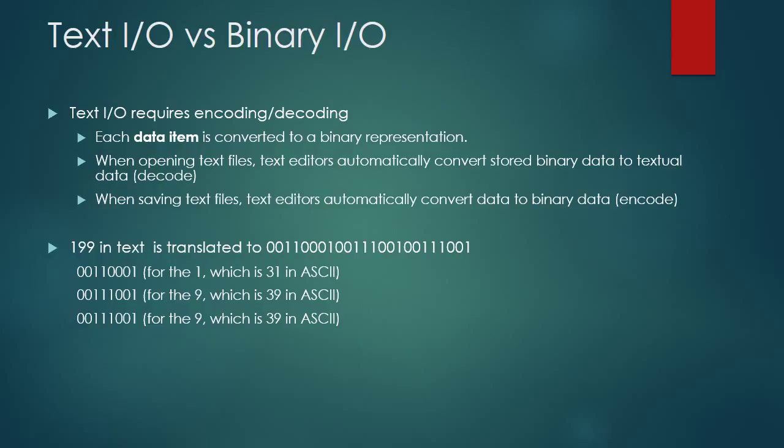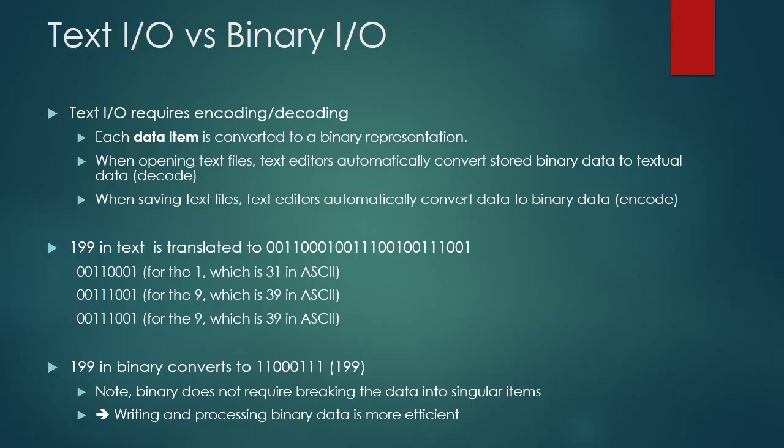So 199 in text, we translate to that long string. What happens is it has to take each item, separate it, and then make the conversion. So the first item is the 1. It converts to 1, which is 31 in ASCII, and it converts that 31 into that binary representation that you see on the screen. It does the same thing for the second 9, and then it does the same thing for that final 9. Now, if I was just doing binary data, it would just take a straight translation of the number 199 and convert it to what 199 is in binary. So you can see why binary is much more efficient. We don't have to worry about breaking things up and storing it separately.